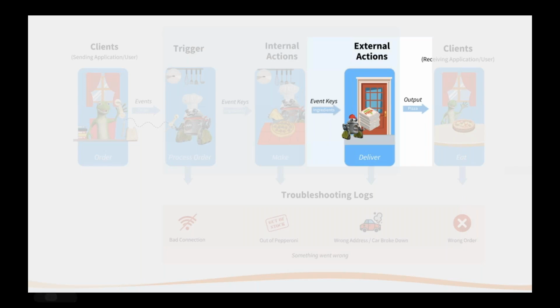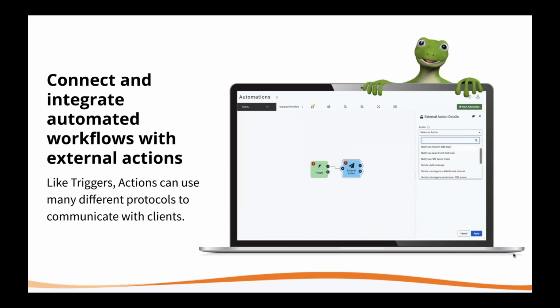After the pizza is ready, we need to deliver it. So this would be a driver using a car, a bike, walking, any way to bring the pizza to your front door. And many of the same protocols that we use to receive event data from clients, we can also use to deliver data back to our clients. And we can configure these external actions very similarly to trigger events. We just add in our basic information, and the automation will be connected to an external client.